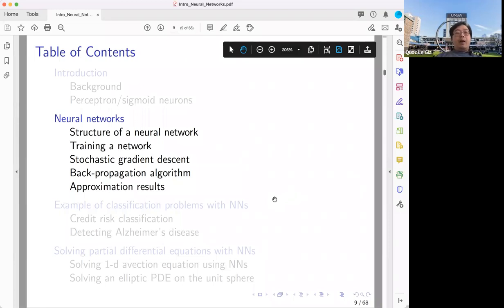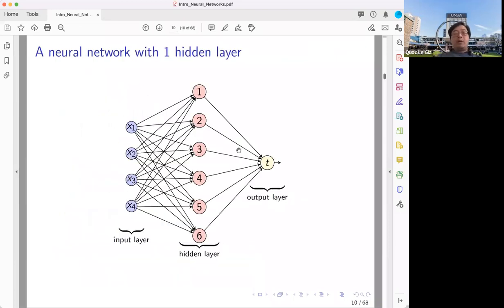And now the structure of a neural network looks like this. It has three layers. The input layer contains all the inputs here, and then there's the output layer. The output layer could have one or many outputs, and then there's a hidden layer. So this one is a simple, shallow network.